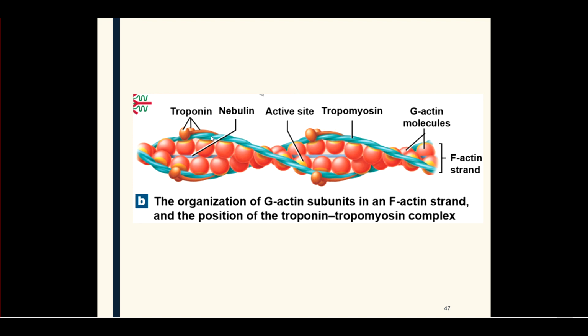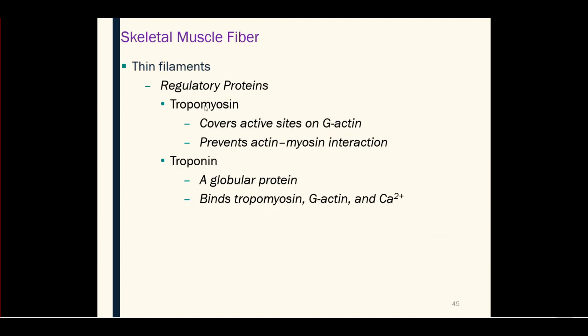That's going to pull this braided strand, the tropomyosin, out of the way, and now the active site will become exposed. Once that active site is exposed, muscle contraction will take place. So let me go back a minute. We'll take a look at the notes. All right, so tropomyosin, I want you to know, covers the active site and it prevents the actin and myosin from interacting. If you just want to add, this would be a muscle fiber at rest.